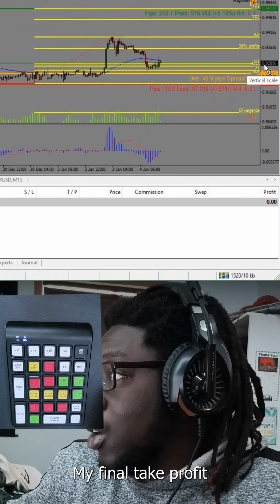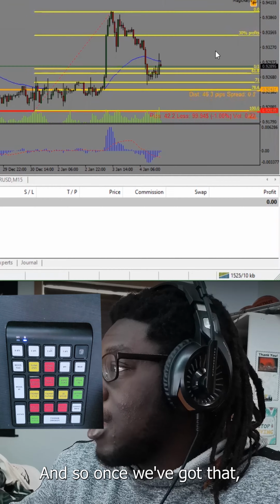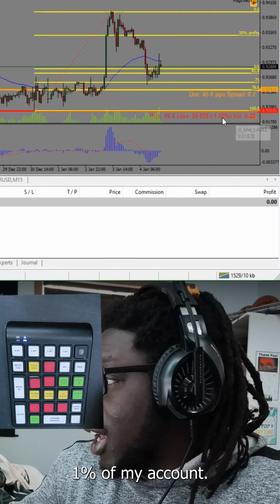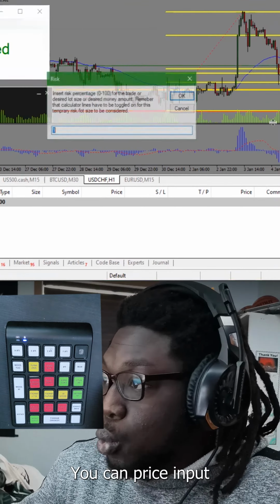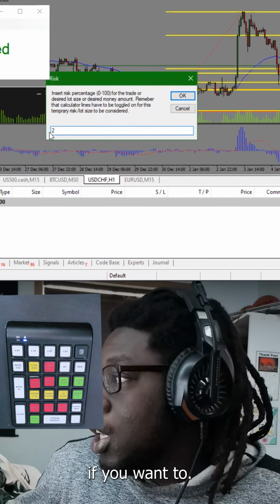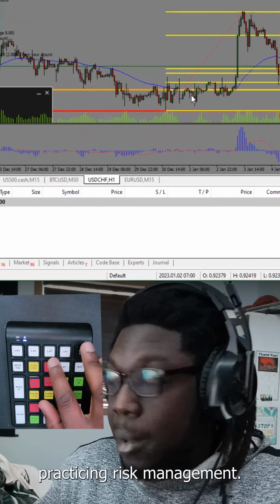My final take profit is the 61.8 extension. And so once we got that, I'm going to make sure that it's 1% of my account. You can change the risk parameters. You can press input risk, and over here you can change it to 2% of the account if you want to. This trade, I'm going to leave at 1% because I like practicing risk management.